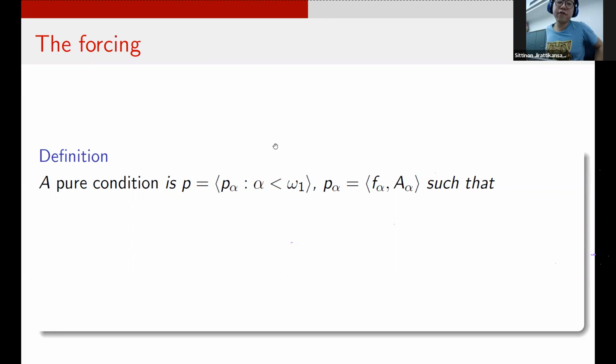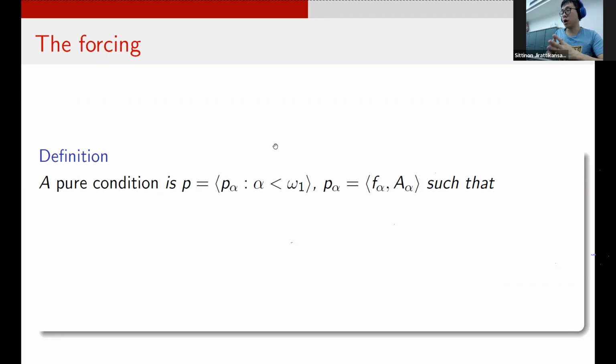Okay, now I'm going to define the forcing. And as usual, for this Prikry-type forcing, I will start off by simplifying the definition by saying what a pure condition is. Remember that the sequence of large cardinals has length omega 1. A pure condition is going to have length omega 1.